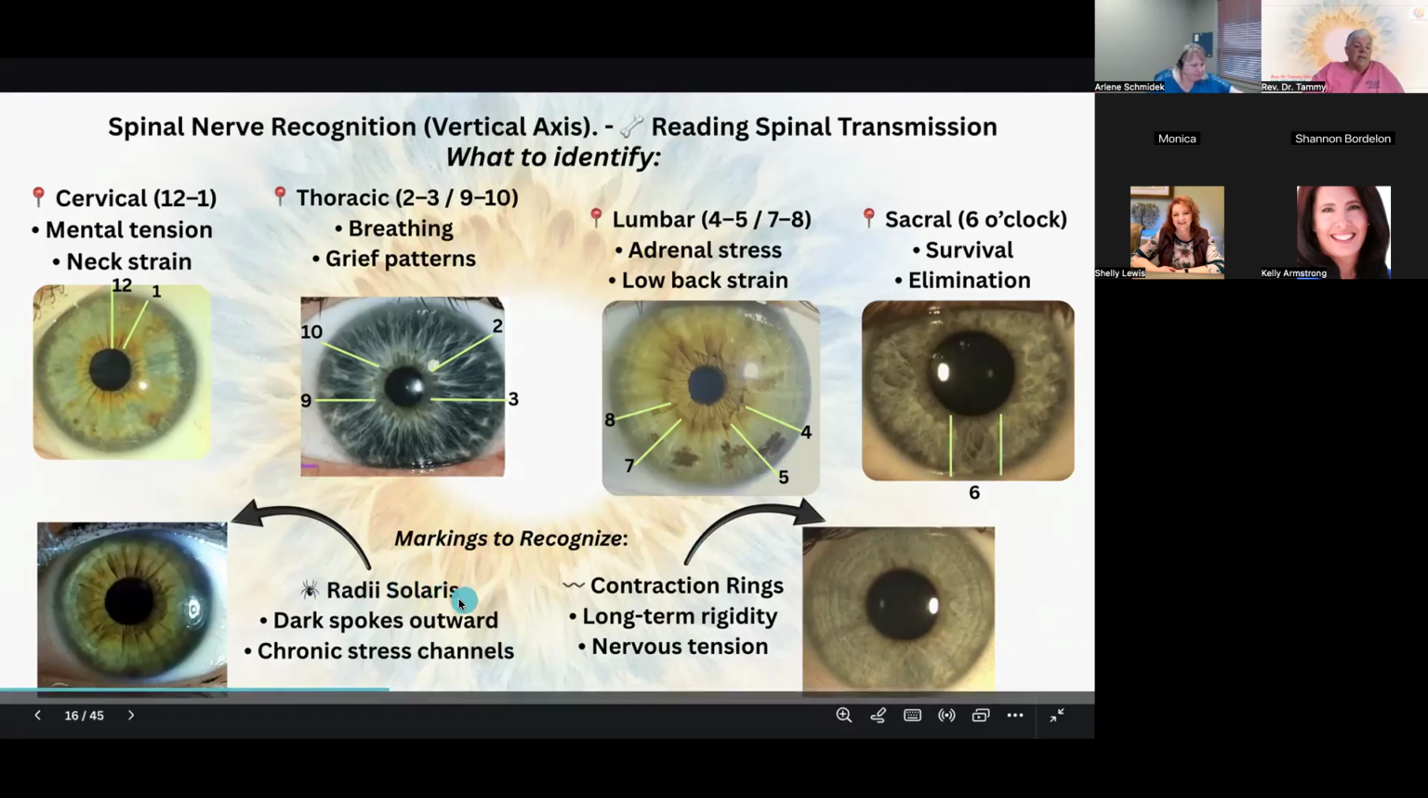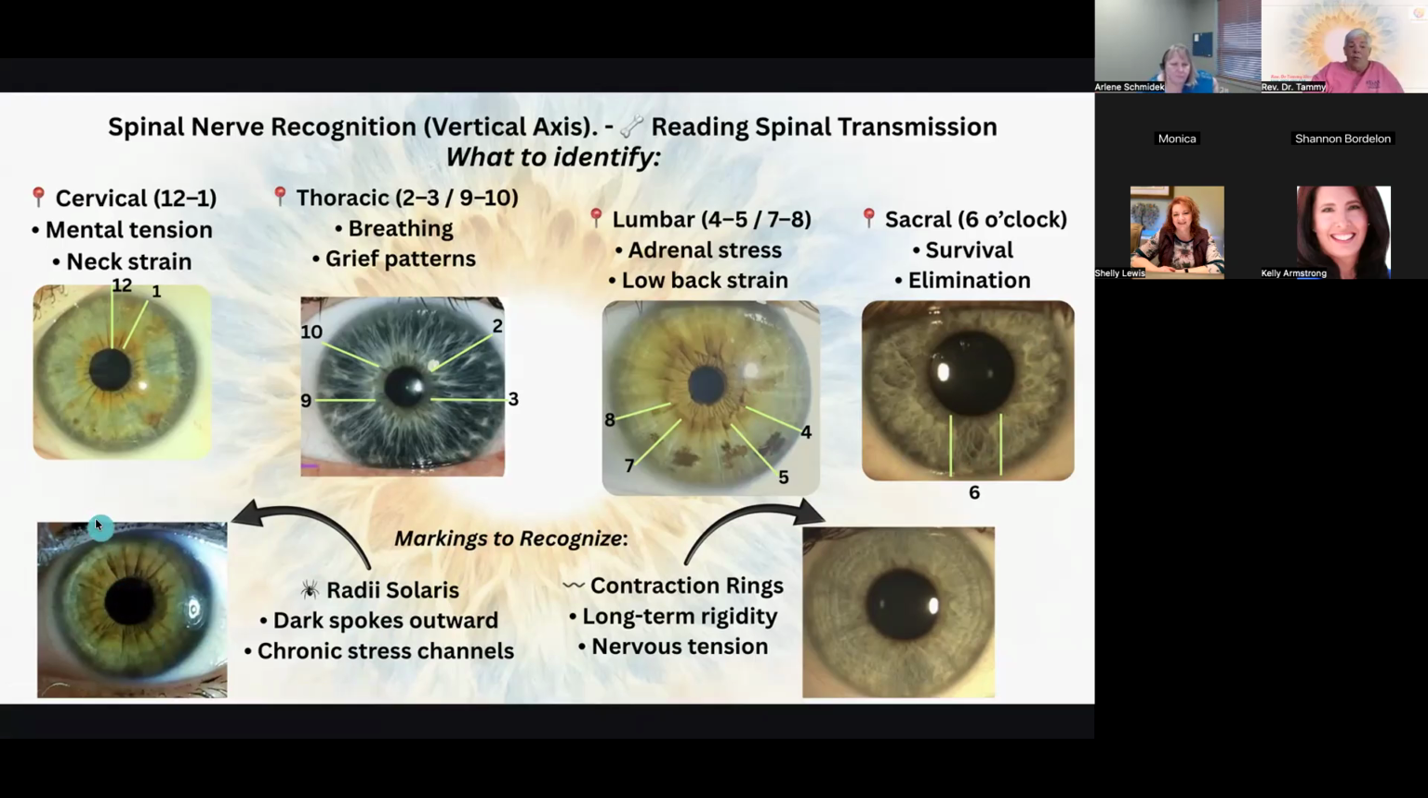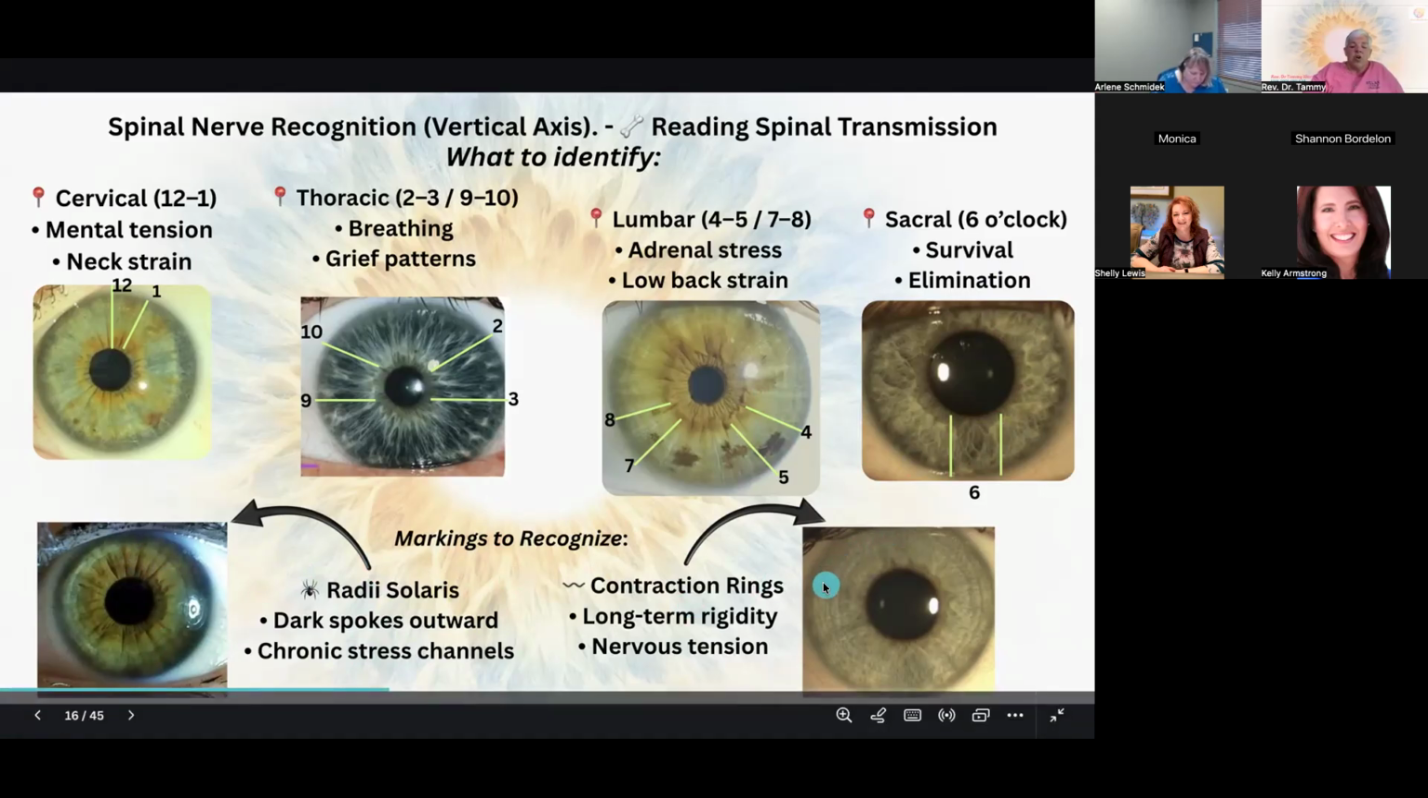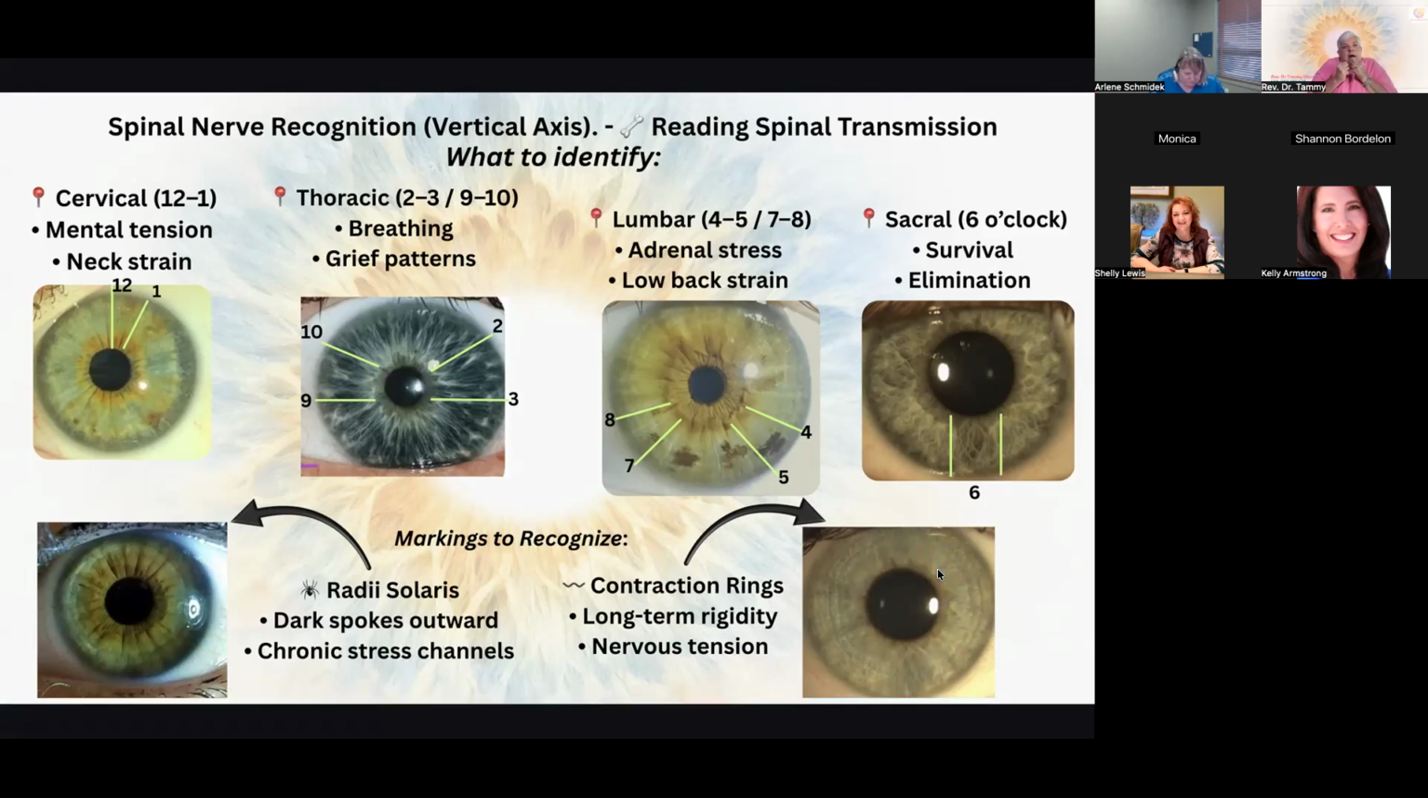The radii solaris, these are dark spokes that go outward. This is chronic stress patterns. And anytime they come from the bowel and go outward all the way up to the brain area, this person's got total brain fog all the time and is really struggling with life. These are contraction rings, long-term rigidity, nervous tension. And this aligns with the gut area. See how tightly woven all that is? This person is just sitting in life like this, waiting for the next shoe to drop.